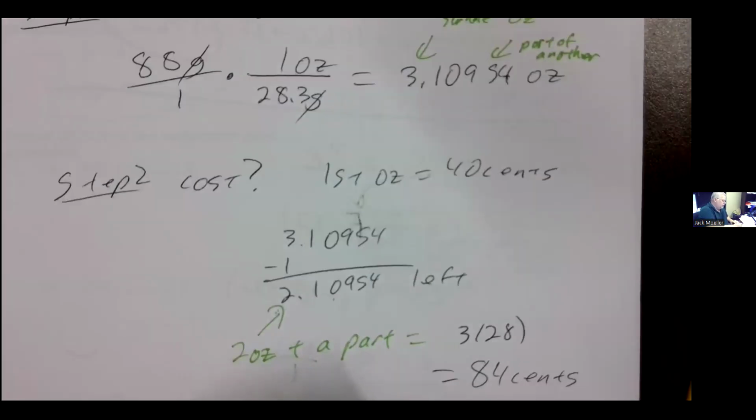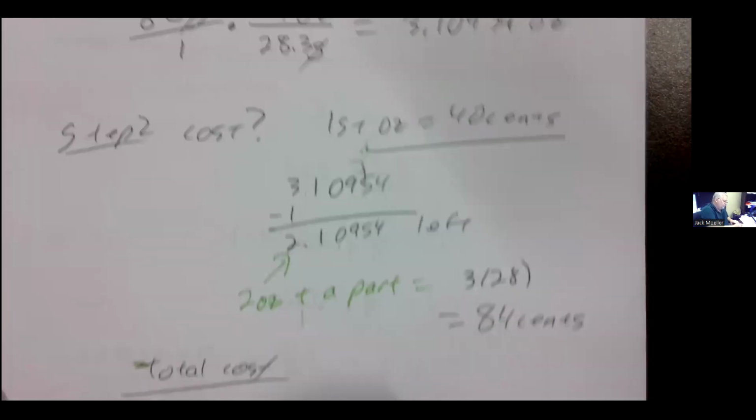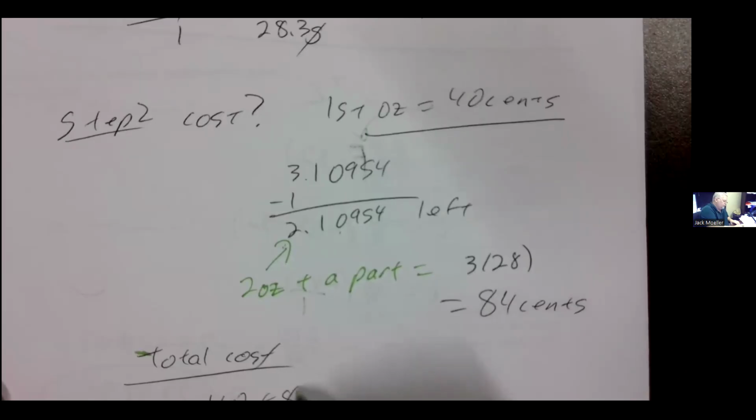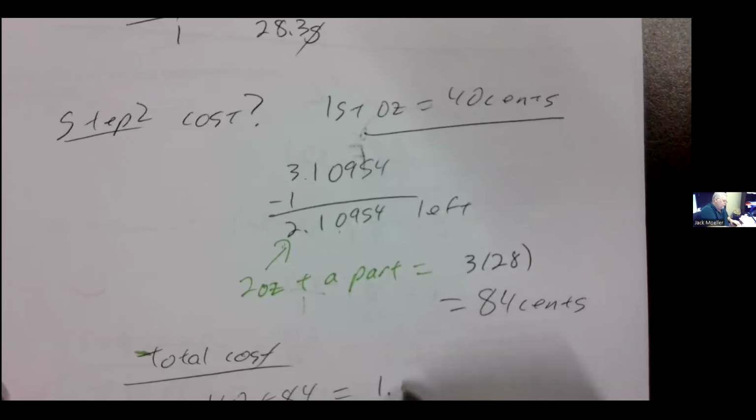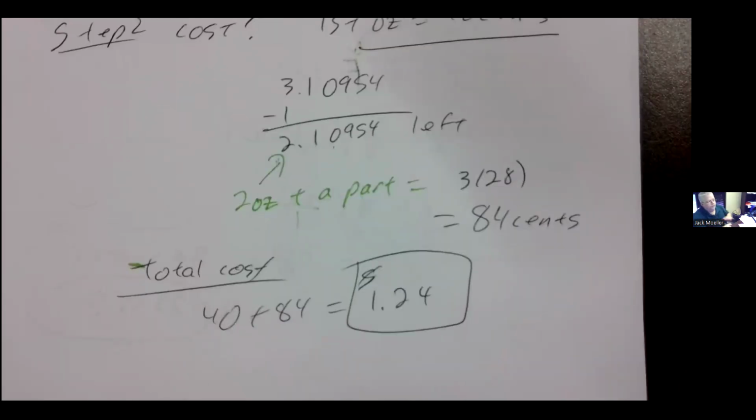So then the total cost is the 40 cents for the first one, the 84 cents for the additional ones. So that would be $1.24. Okay, so these word problems, you're going to have to kind of think through them. It's not just a straight conversion problem all the time.